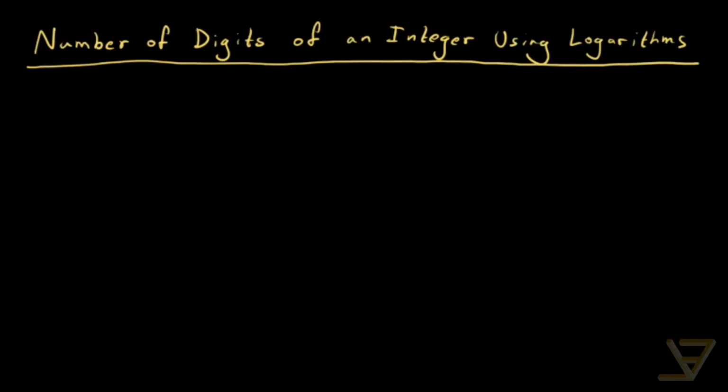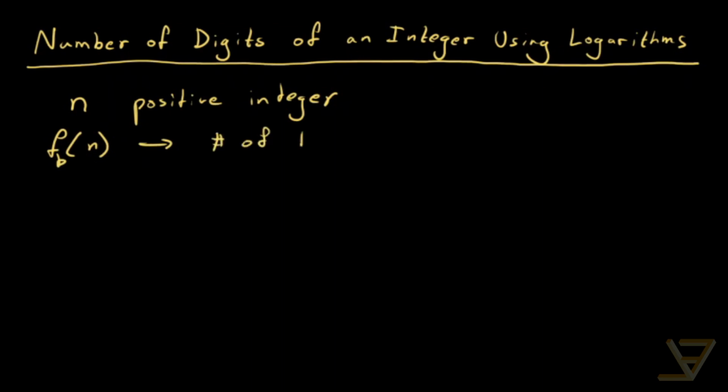Hi everyone, let's talk about finding the number of digits of an integer using the tool of logarithms. So in general, what we're trying to do is that if we have an n, which is a positive integer, what we want to do is find a function, let's say f_b of n, that outputs the number of digits of n in base b.